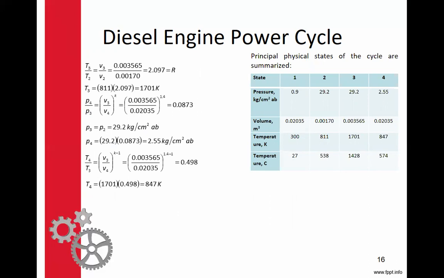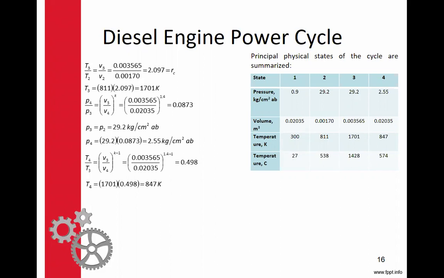So this is the cutoff ratio. This is new here, this is R sub C. Then T sub 3 is equal to 811 times 2.097, or 1701 Kelvin.